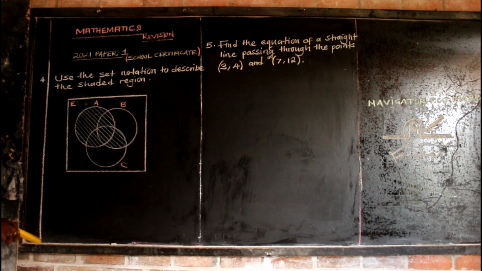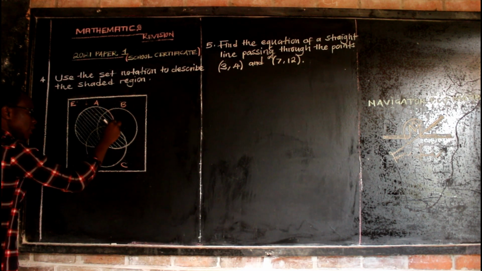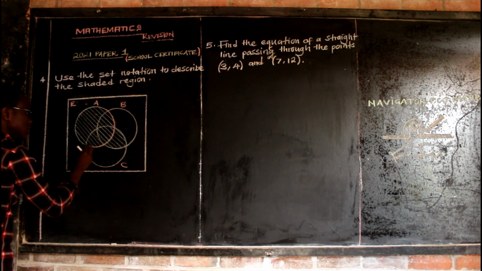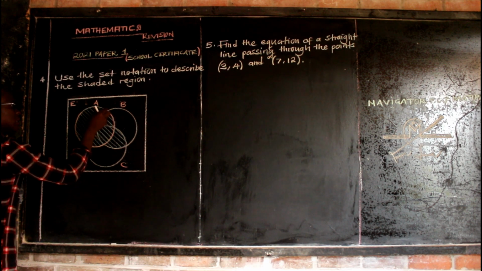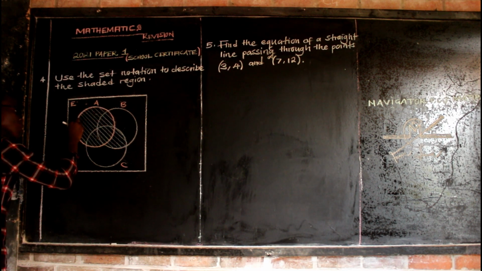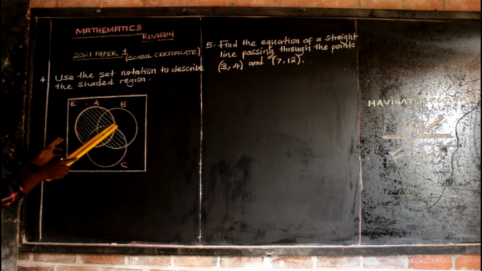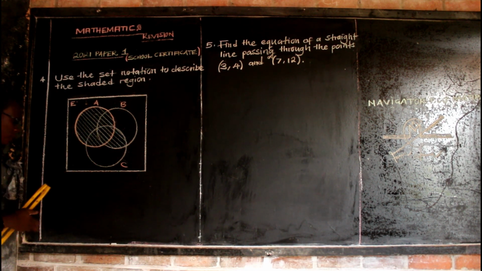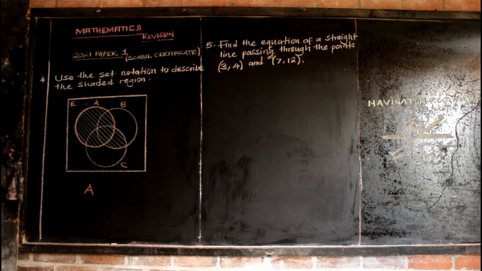In this case, realize the entire part of A has been shaded. So A should be part and parcel of your answer, very important, because the entire A has been shaded. So when coming up with a description, A should be part of it, since the entire part of A has been shaded. So we'll just write A.